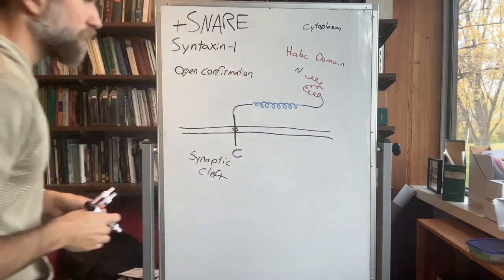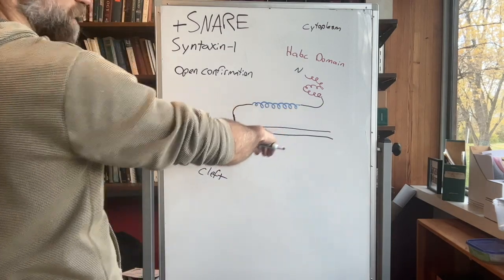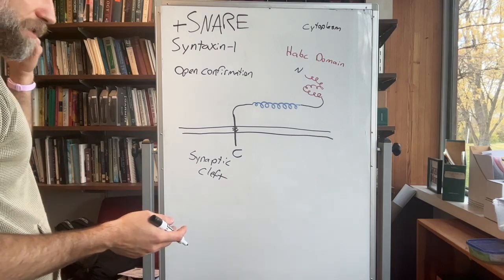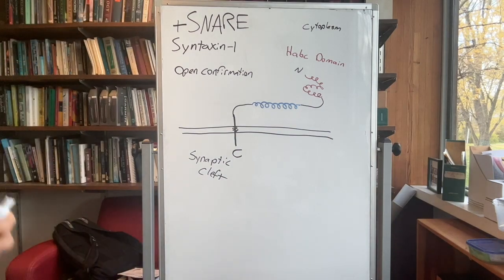And what makes it open is that this alpha helix motif, this snare motif here, is free. It's not bound up with anything else at the moment. But it does exist in a closed version. And so let me draw that for you.